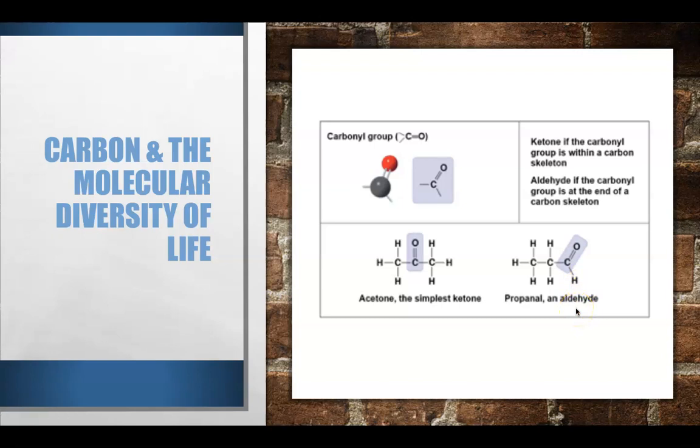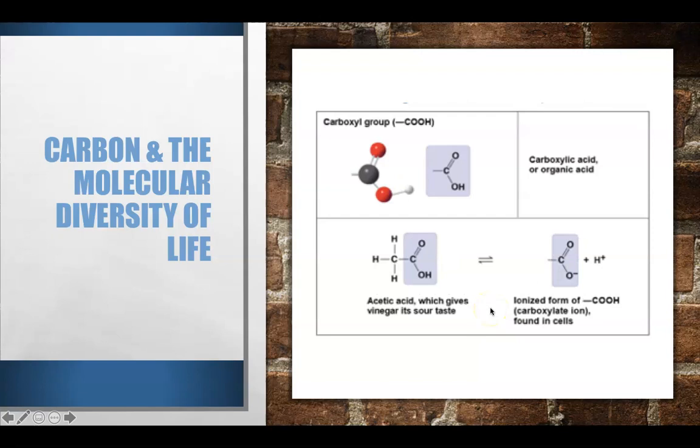Aldehydes and ketones are extremely important when we talk about our monosaccharides, because the difference between glucose and fructose is actually the location of this carbonyl group. One's an aldehyde and one's a ketone. Our carboxyl group, again, is a combination of a carbonyl and a hydroxyl group. We see these also in our amino acids. This is a carboxyl group. It's sometimes called carboxylic acid. It's called an acid because, remember, acids donate protons. So this hydrogen is going to leave behind its electron, making it a proton, and it's donated to solution. So in its ionized form, this is C double bond O negative.